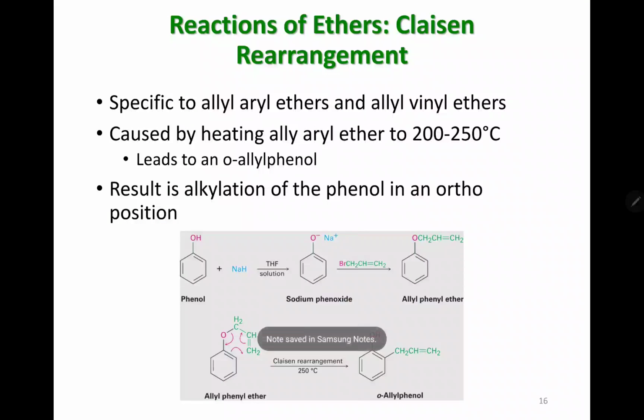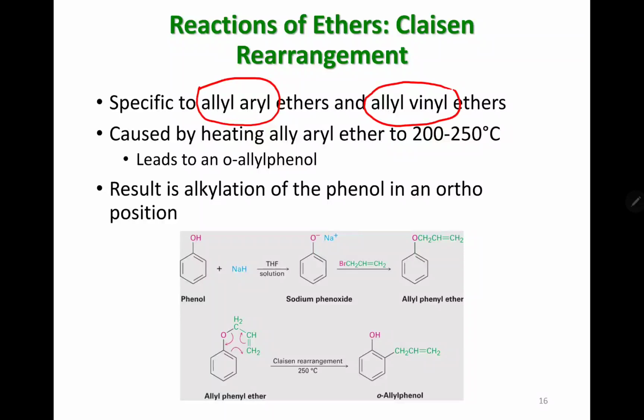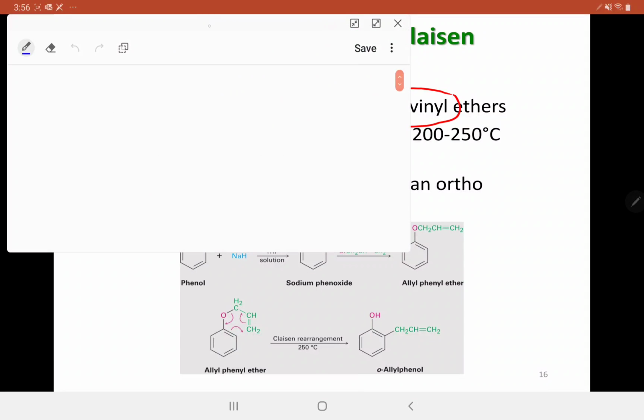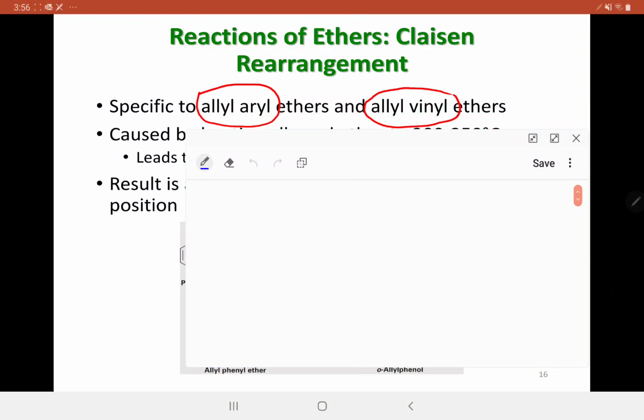All right, so for this Claisen rearrangement of ethers, you are going to need very specific ethers. One kind is called allyl aryl ethers, and then the other kind is allyl vinyl ethers. Okay, these are the two kinds of ethers that you need. So let's take a look at allyl aryl ethers. So let me take another note. Okay, so here is my note, and then I'm going to talk about the first kind, allyl aryl ethers.